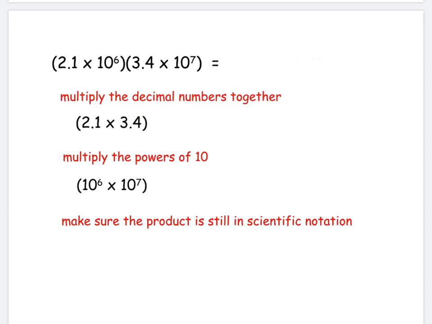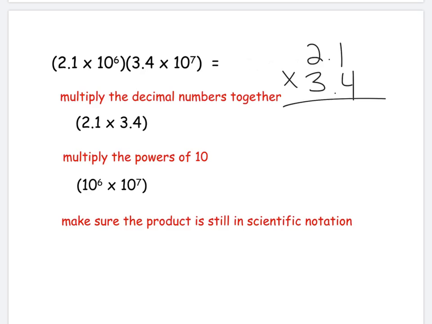Let's take a look at an example. So we have 2 1/10 times 10 to the 6th power multiplied by 3 4/10 times 10 to the 7th power. So I want to multiply the decimals together. So I'm multiplying 2 1/10 times 3 4/10.